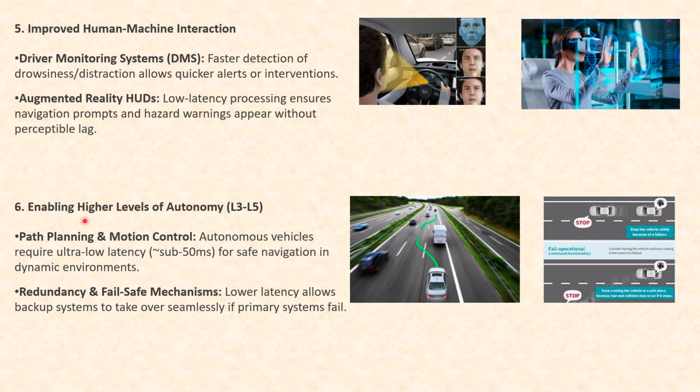Now coming to enabling higher levels of autonomy, L3 to L5, lower latency will improve the path planning and also the motion control. Now autonomous vehicles require ultra low latency for safe navigation in dynamic environments. Okay, now I repeat, autonomous vehicles require ultra low latency below 50 milliseconds for safe navigation in dynamic environments.